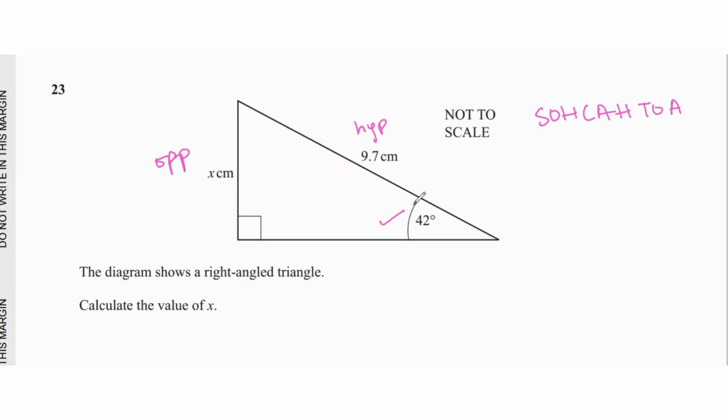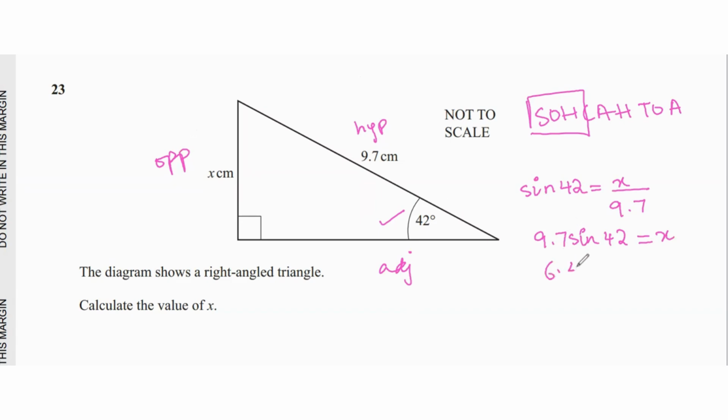Opposite is always the length that is opposite to the angle. And the length on which the angle lies, that is your adjacent. So we need to find the opposite. We have the hypotenuse, so we will use sine. Sine of 42 equals x over 9.7. So 9.7 times sine 42 equals x. And that gives us the value of 6.49 centimeters.